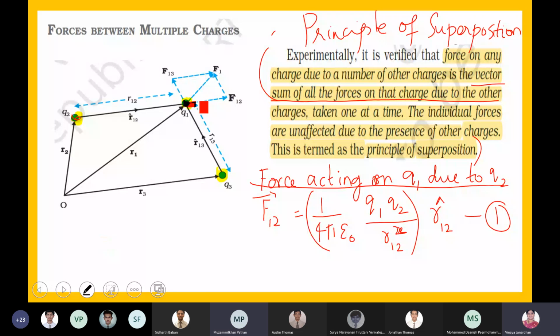Ma'am, sorry to interrupt. After drawing the diagram, we should write the thing in red. Yeah, wait, let me. After the diagram, you have to write whatever I have written.